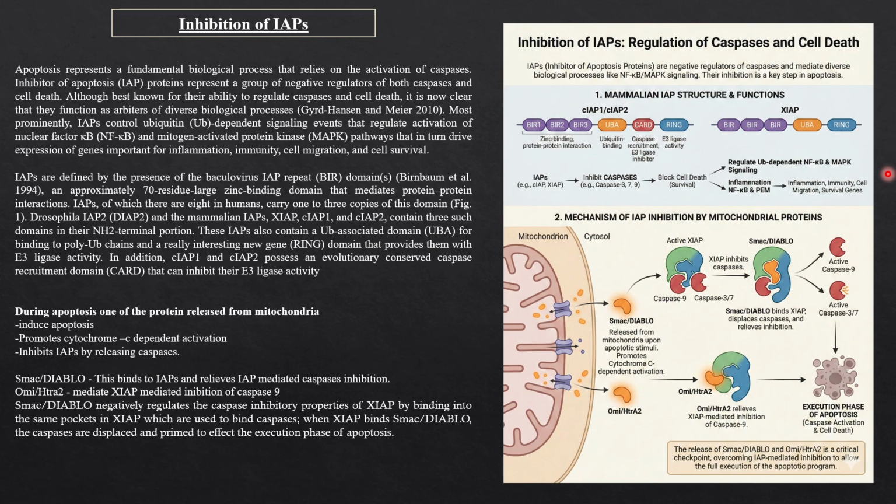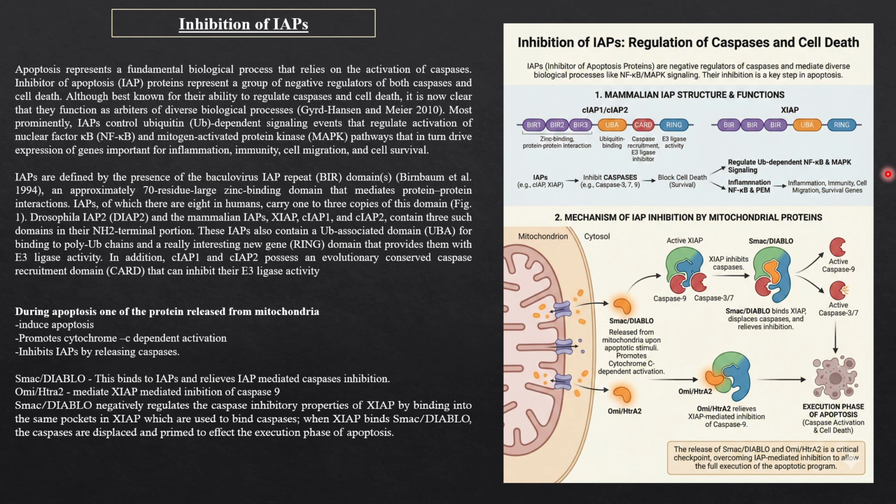The inhibition of the IAPs, or the inhibitors of apoptosis proteins. It explains how IAPs regulate apoptosis by directly inhibiting the caspases, thereby preventing cell death. Proteins such as XIAP bind to caspases 3, 7, and 9, blocking their activity and promoting cell survival. IAPs also participate in signaling pathways like NFKB and MAP kinase, contributing to inflammation and tumor progression.